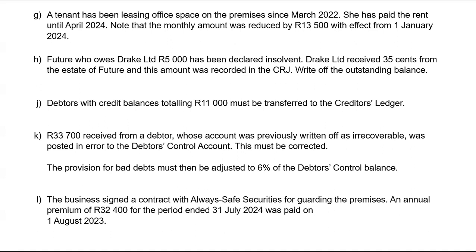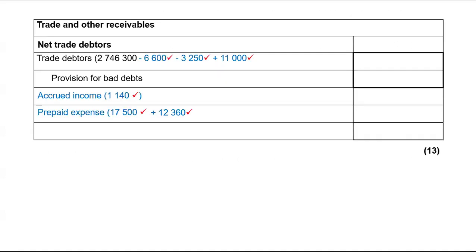What we need to do is to correct that because we're not supposed to have subtracted it. We're supposed to not even record it in the debtors control. We were supposed to just debit bank and credit bad debts recovered. But instead, we debited bank and credited debtors control, which is totally wrong. So to correct it, I'm going to debit the bank part.